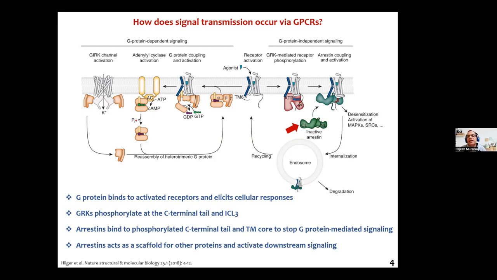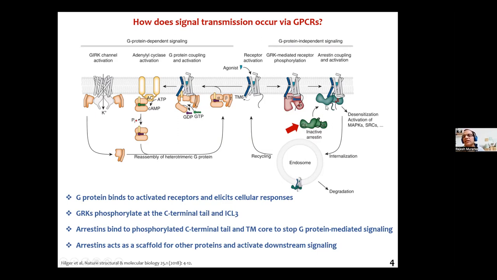But then last decade, from the Robert Lefkowitz group and other groups, they have discovered that it's not only the role of the beta arrestin to desensitize the receptor. It is also involved in internalization of the receptor through clathrin-mediated endocytosis. And in addition to that, there is another signaling pathway, which is independent of the G protein signaling pathway. So it works as a scaffold protein.